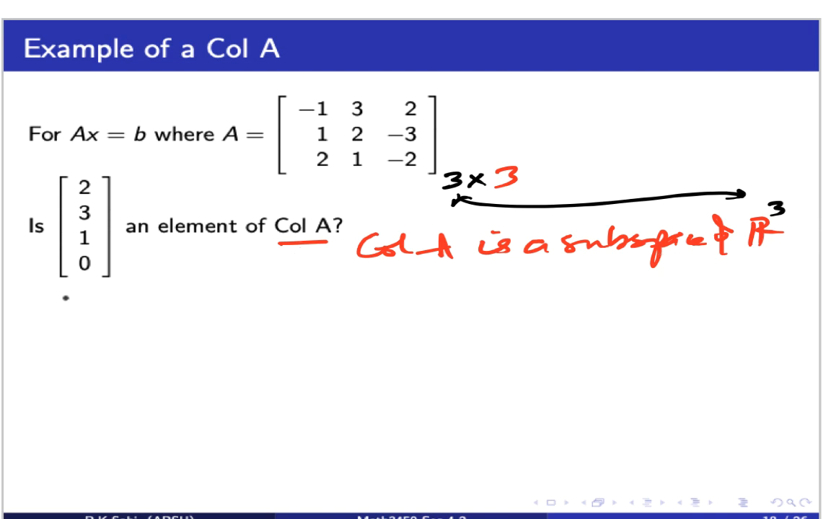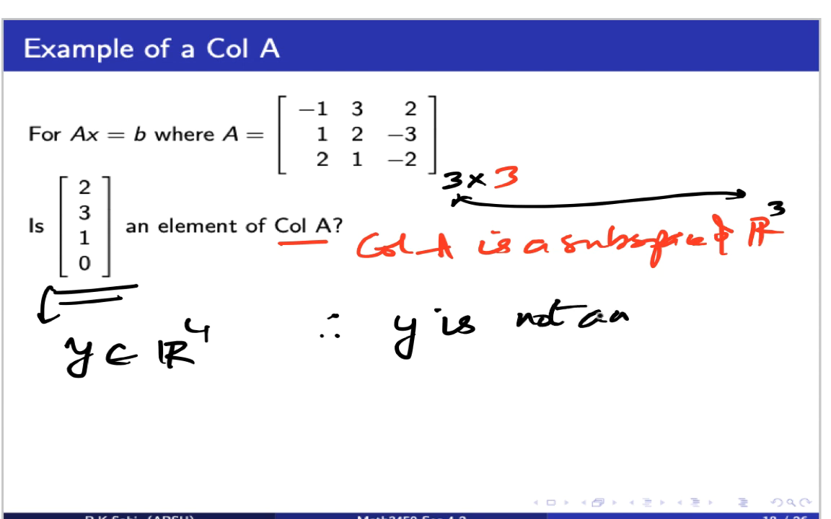Let's look at the element which is given to us. This vector is an element of R4. So suppose this is Y. Now Y is an element of R4. R4 is not the same as R3. So we don't even have to go further because this element is not even an element of R3. Therefore, Y is not an element of the column space of A.